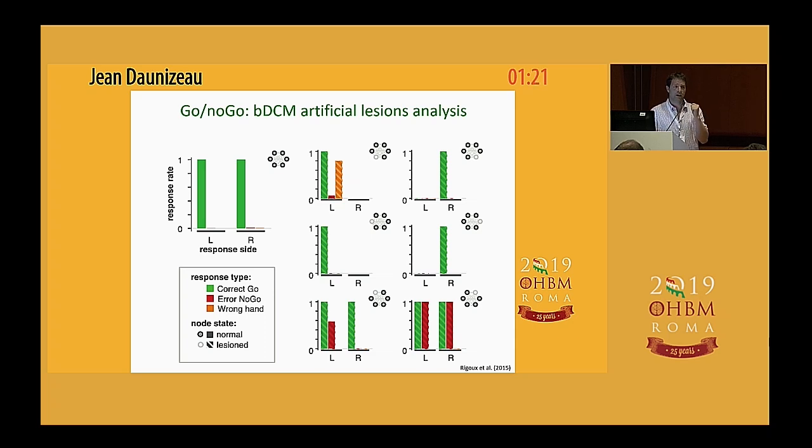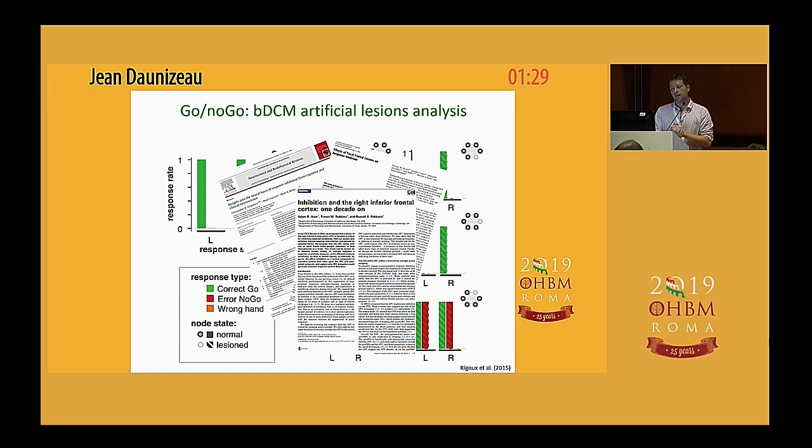And we could check whether that was the case, because there's about 20 years of literature on brain lesion patients about inhibitory control. And effectively, apparently, from that literature, it's the right DLPFC that is the most critical.